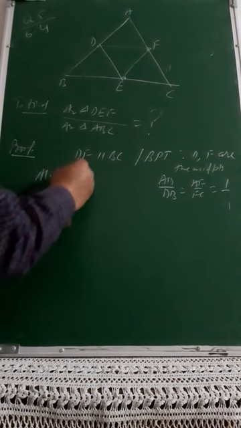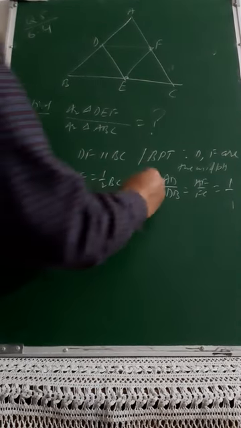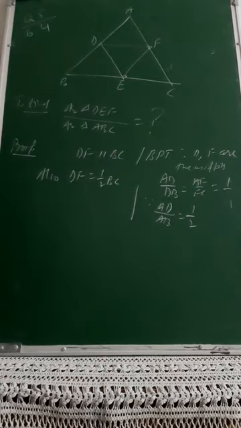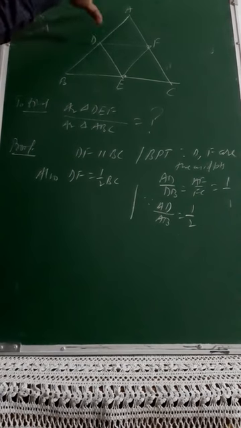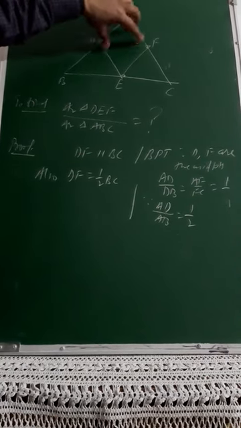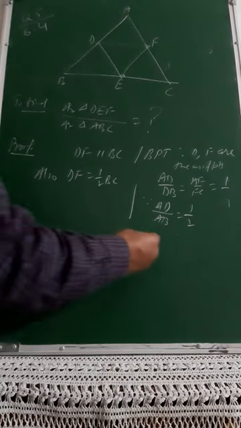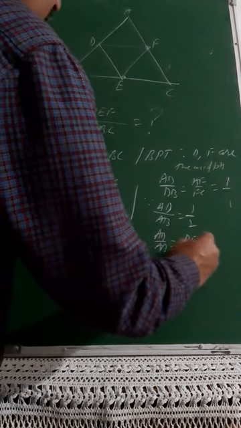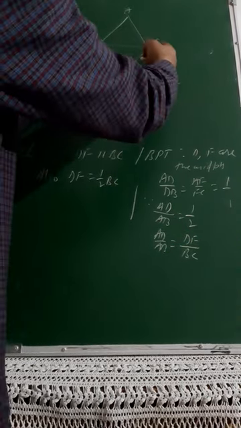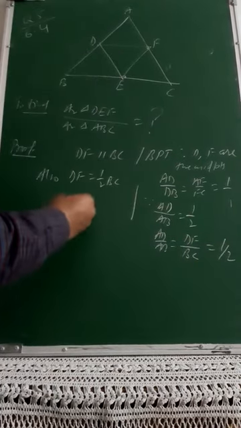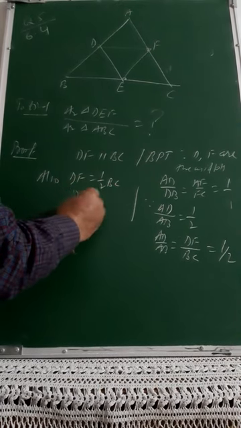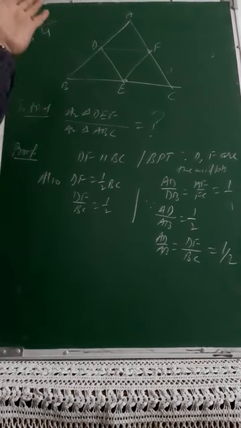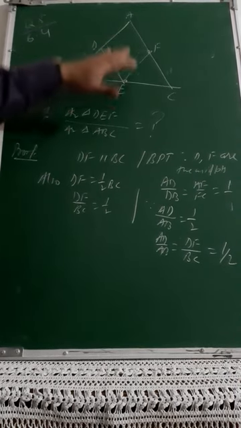Also you can say that DF is half of BC. Why? Because AD upon AB will be equal to 1 upon 2, the whole ratio. So AD upon AB I can write is equal to DF upon BC also. That is equal to 1 by 2. So therefore DF upon BC will be equal to 1 by 2. So DF will be equal to half of BC. Means we are back to the result of our midpoint theorem. This side is parallel to the third side as well as half of the third side.